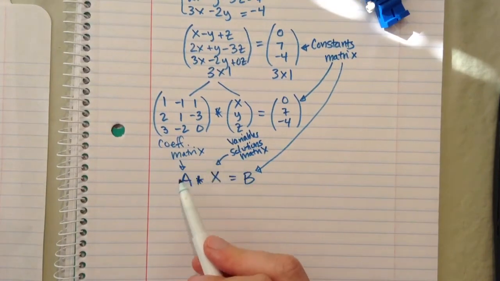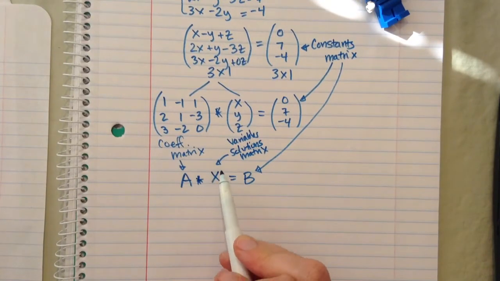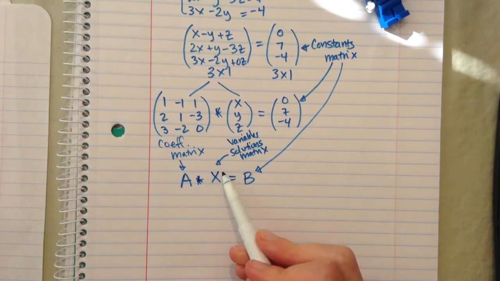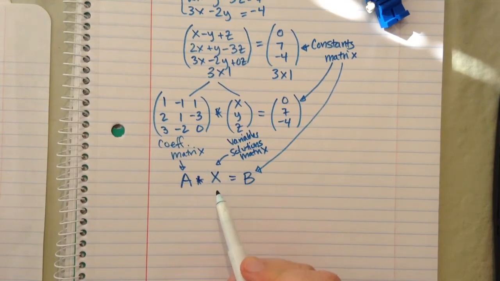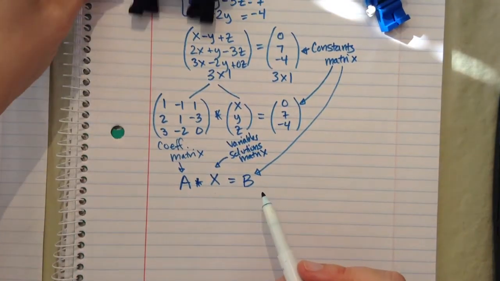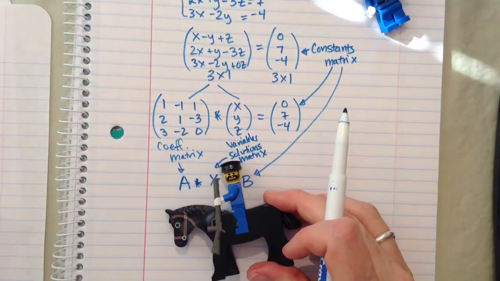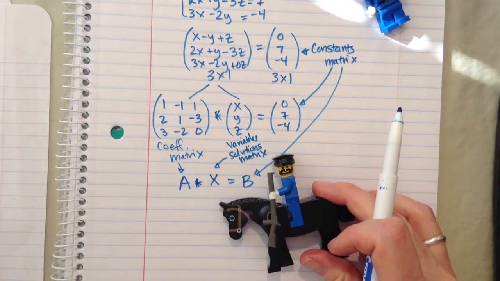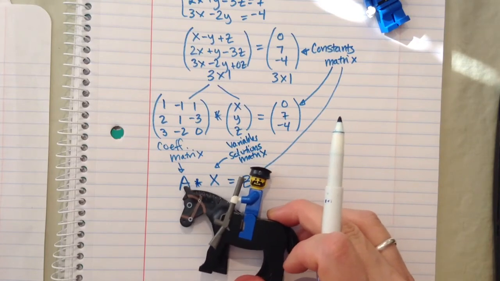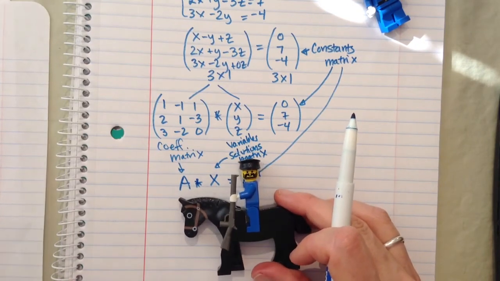And if I can solve this matrix equation for this matrix, I have my solutions. Well, how do I solve this equation? How do I get x by itself? Well, if you want to get x by itself, it seems to me you should get rid of the multiplication by A. Well, how do we do that?